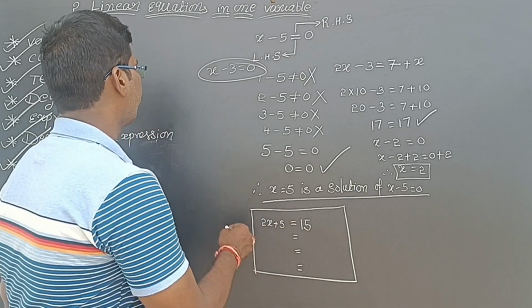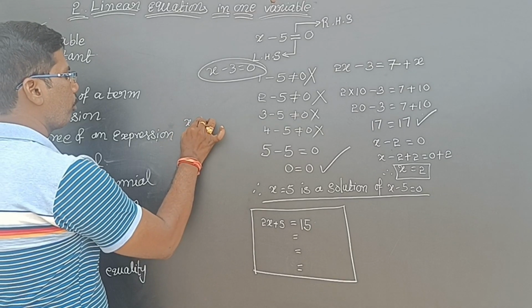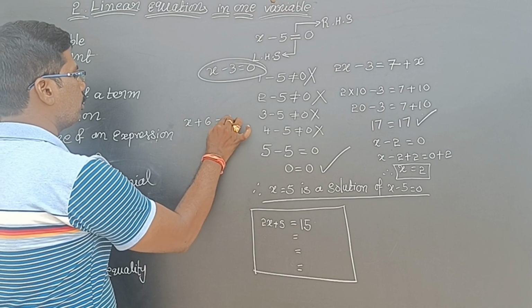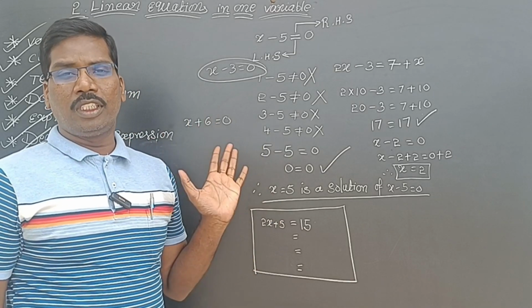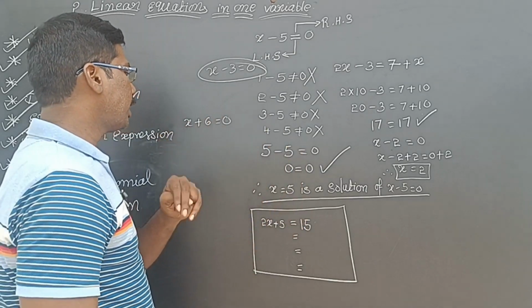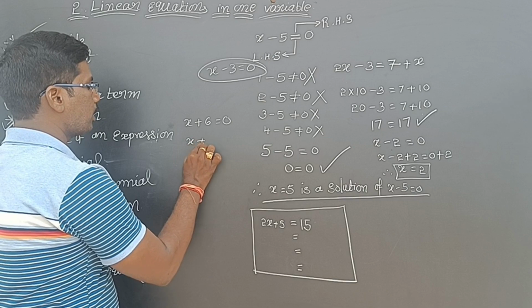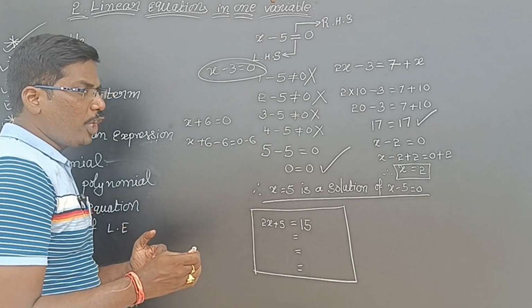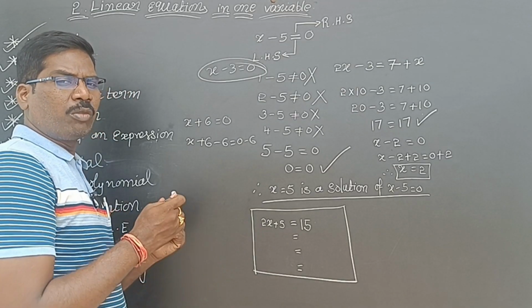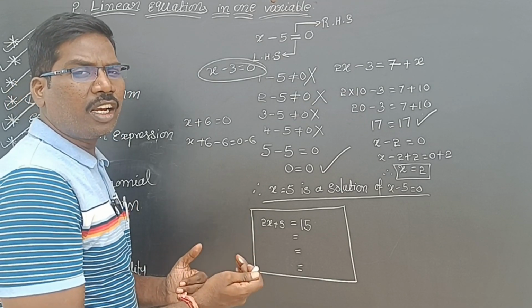One more thing we will say. x plus 6 is equal to 0. Subtracting the same number on both sides. That is the second method. See here, x plus 6 minus 6 is equal to 0 minus 6. So what am I doing? I am subtracting 6 from the left hand side and the right hand side.